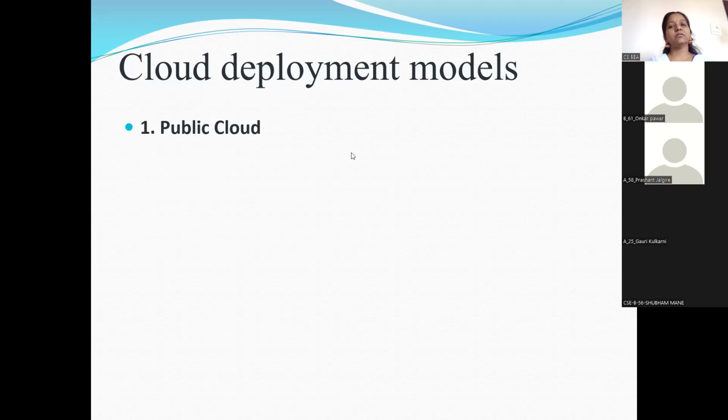The public cloud is one in which cloud infrastructure services are provided over the internet to the general public or major industry groups. The infrastructure in the cloud model is owned by the entity that delivers the cloud services and not by the consumer.